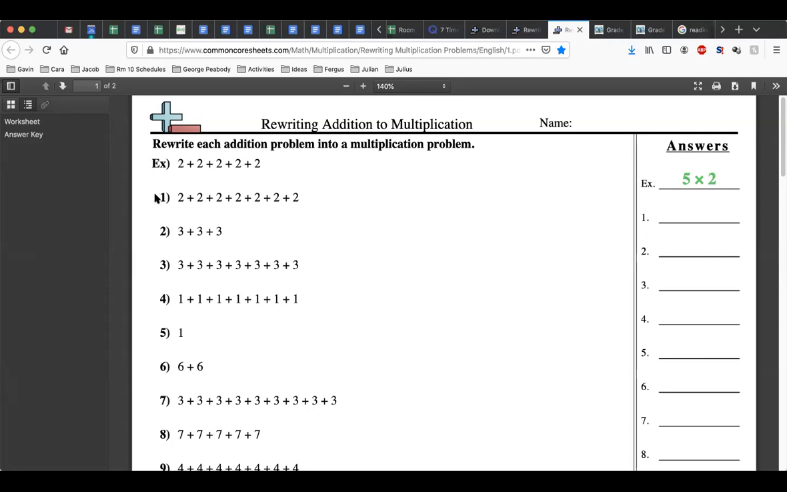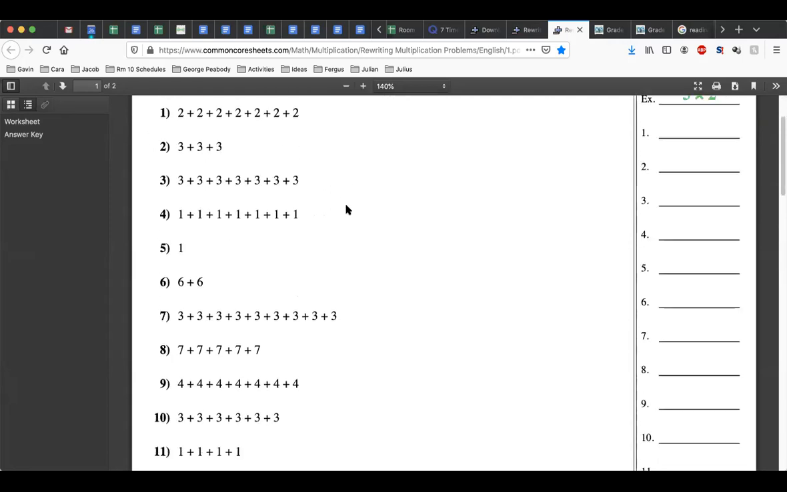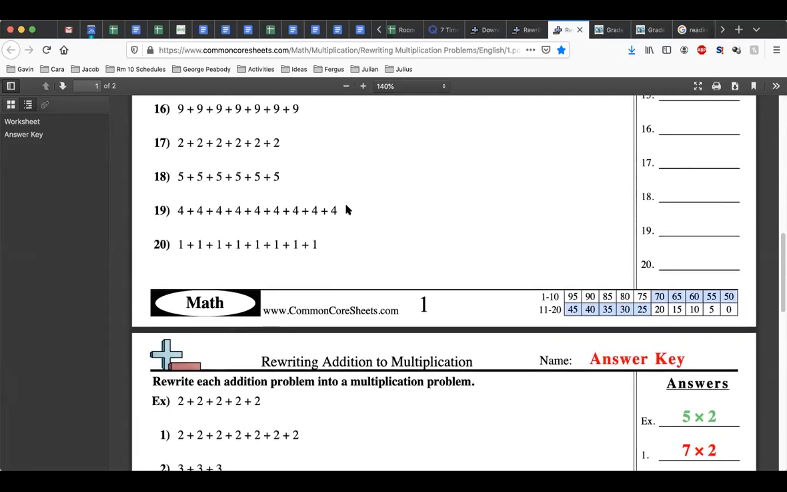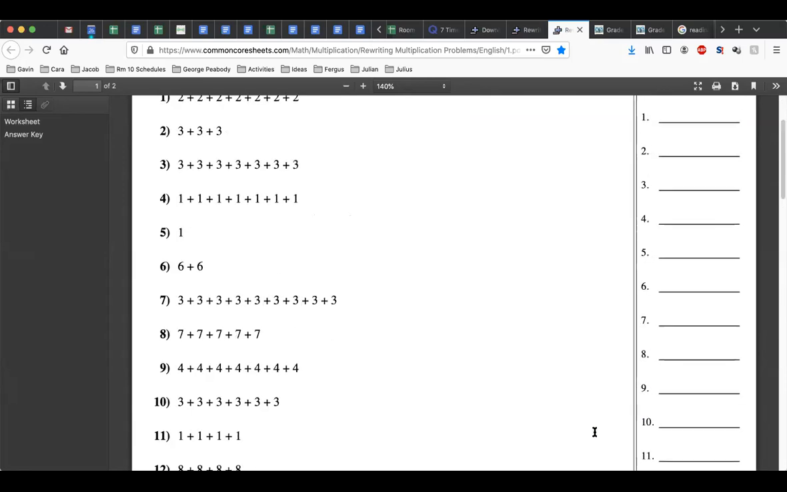Perfect. Okay, so the second one, or the first one here, we see 2 plus 2 plus 2 plus 2 plus 2 plus 2 plus 2. And again, it's the same number. This is repeated addition, which is the same thing as multiplication, except multiplication is faster. Ask yourself, how many groups of 2 am I using? We have 1, 2, 3, 4, 5, 6, 7 groups of 2. So we have 7 groups with 2 in each group, and that would bring us to the answer 7 times 2. Okay, great.